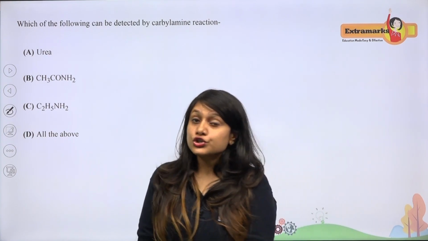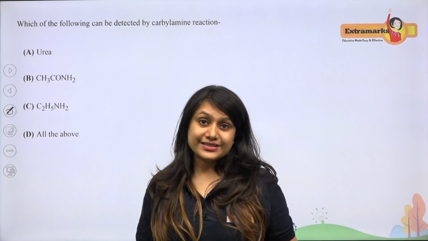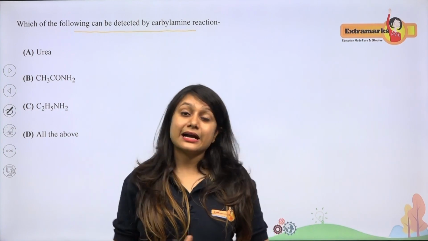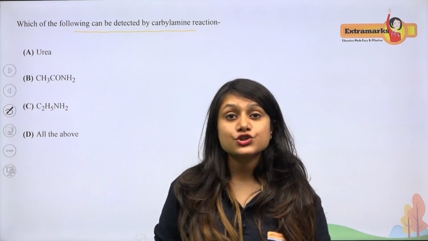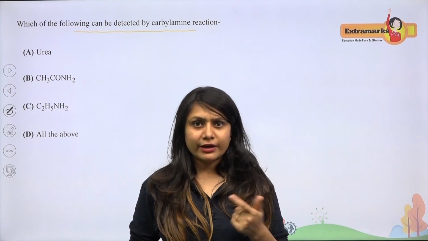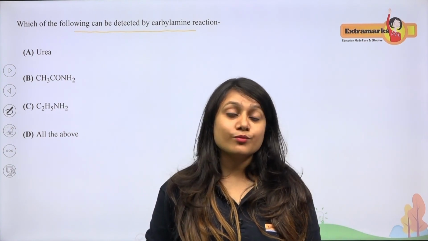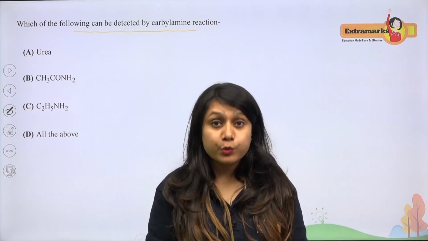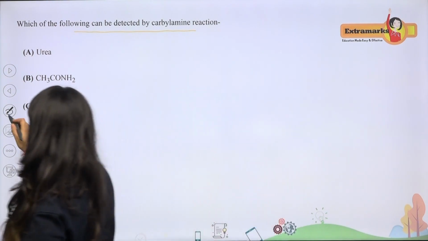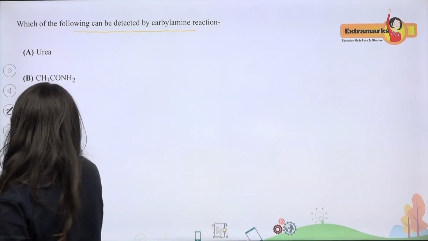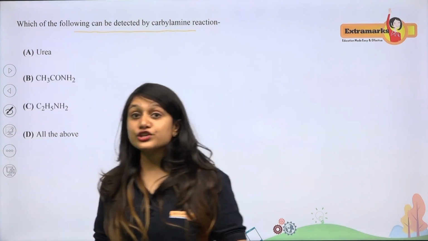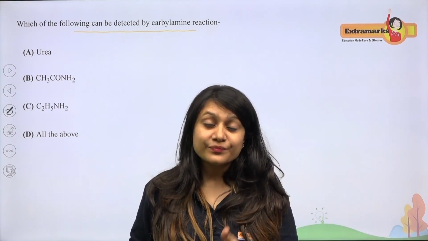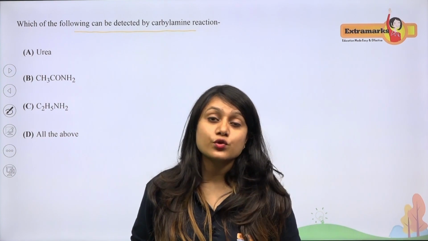Now again, this question is going to be asked from the reagents, right? And here they are asking which of the following can be detected by the carbylamine reaction. So for that you must know what the carbylamine reaction is, why we use it, and what the product is in case of the carbylamine reaction. If you remember, the carbylamine reaction is the reaction in which only 1 degree amine participates, and the product is going to be cyanides.